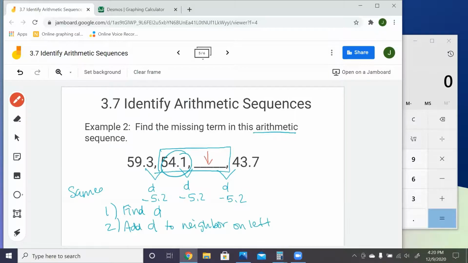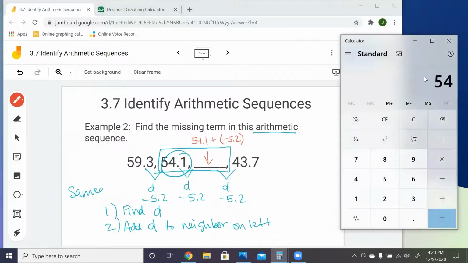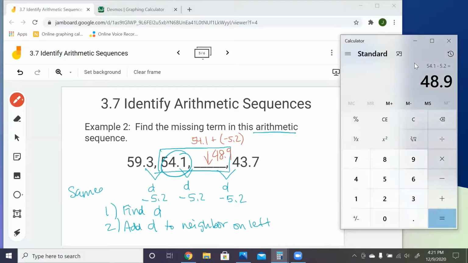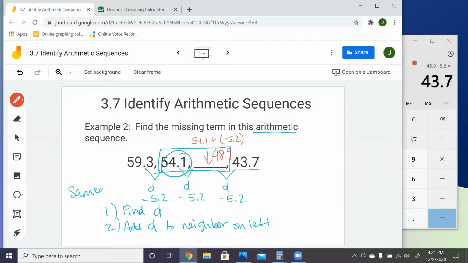This means this term is 54.1, the term before it, plus the common difference, which is negative 5.2. And then on my calculator, 54.1 plus a negative 5.2 is 48.9. If I wanted to double check and see if this is the right term, I can take 48.9 and subtract 5.2, and it gives me 43.7, which is exactly what I expected.